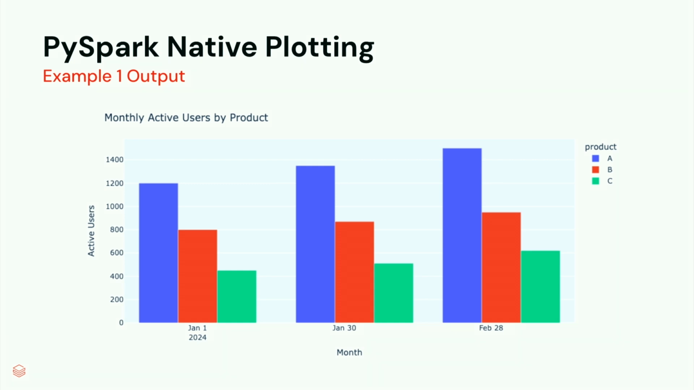This is the output plot. It helps us compare monthly usage across products. For example, we can quickly see whether one product consistently leads in user count. Here is product A.